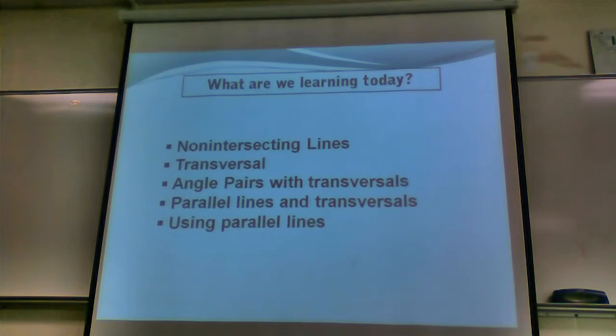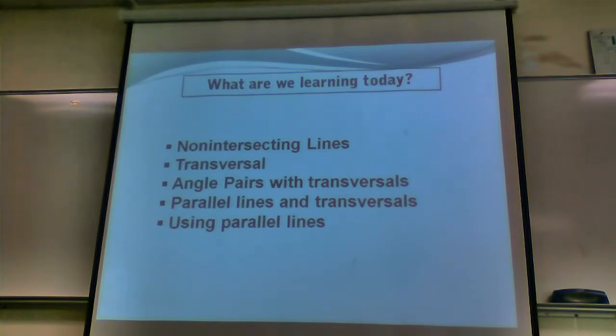The first thing, the non-intersecting lines, is just to give you a base for what we're going to do past that. That's just going to give you a couple of definitions, and then we can go on to identifying something. The beginning of this is going to be a lot of identifying, and the end of it is going to be identifying, but you're going to have properties with it. So you actually will have some problems where you solve for x and find angle measures.